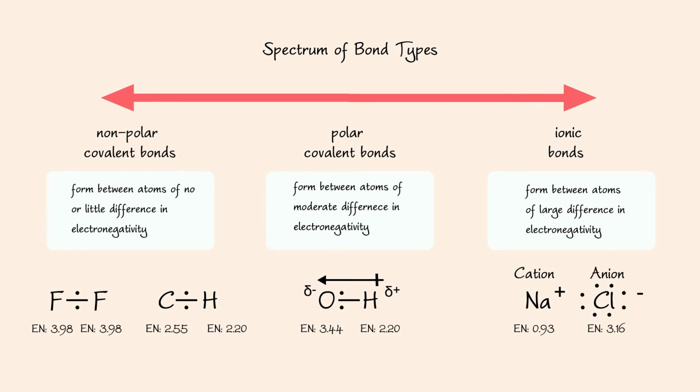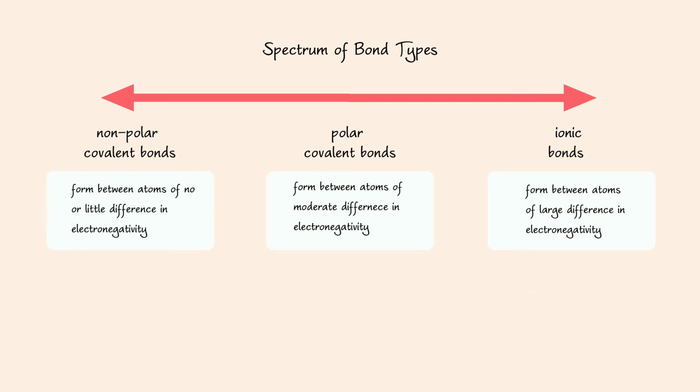In summary, there are 3 possible bonds. In nonpolar covalent bonds, electrons are shared equally between atoms. In polar covalent bonds, electrons are shared unequally and results in partial positive and partial negative charges. And in ionic bonds, electrons are transferred from one atom to the other.